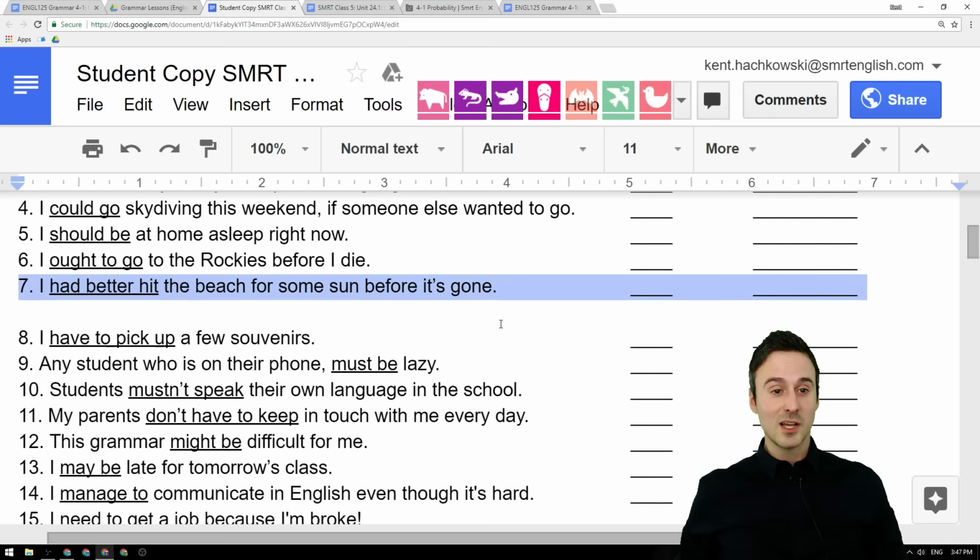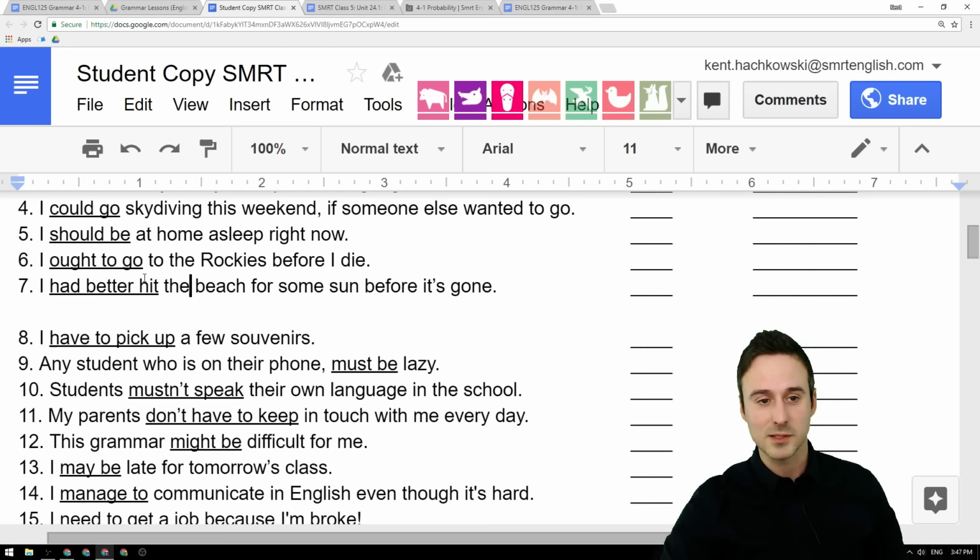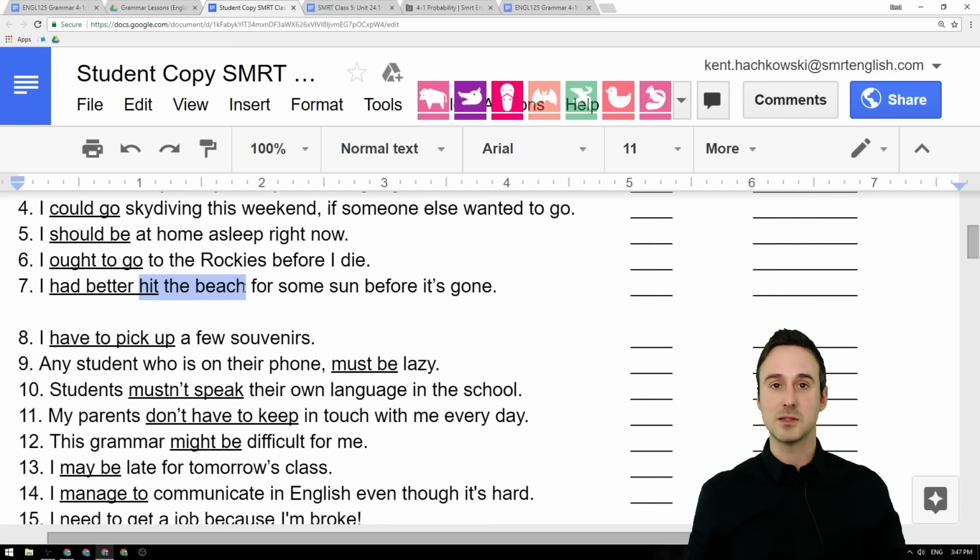But what does it mean? Well, we got a few things in here. We got hit the beach. And if you've been in the other classes, you might know that hit the beach means go to the beach. Okay, so that's another way you can use it. And had better, what do you think had better is? Is it a present or a future idea?